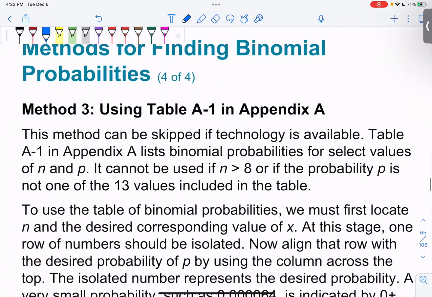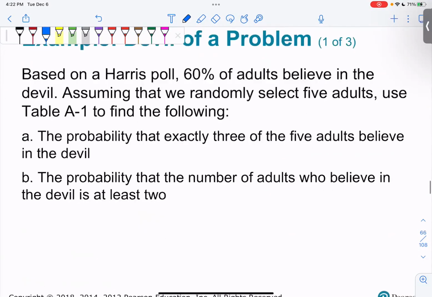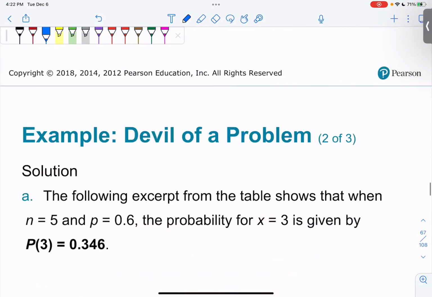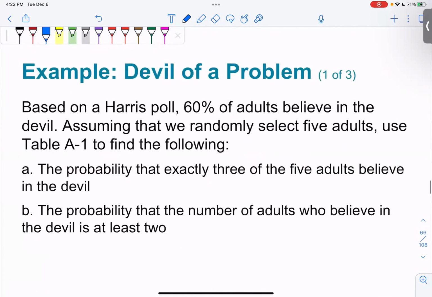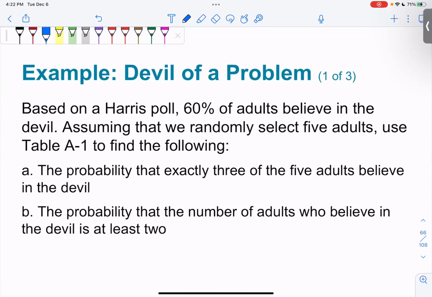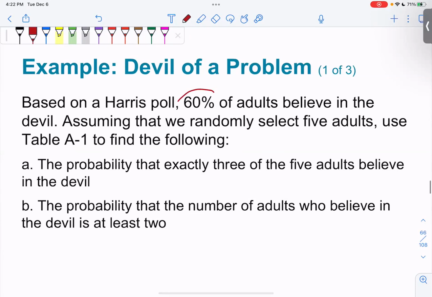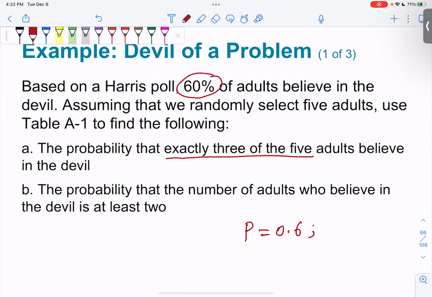So let's see. Yeah, you have it here. Let's see this example here. We have p equal to 0.6. Find the probability that exactly 3 out of 5 adults believe in devils. So we have n equal to 5 and x equal to 3, right?